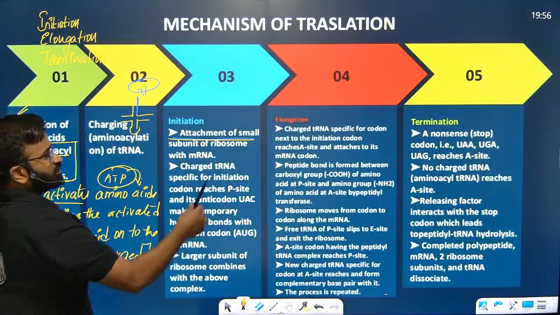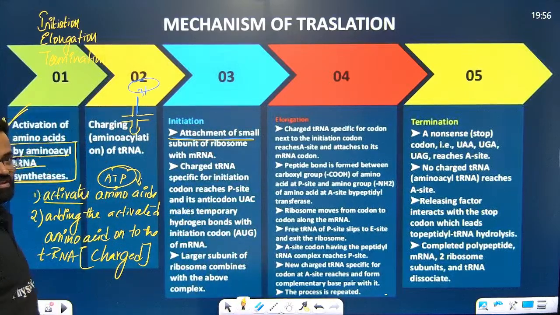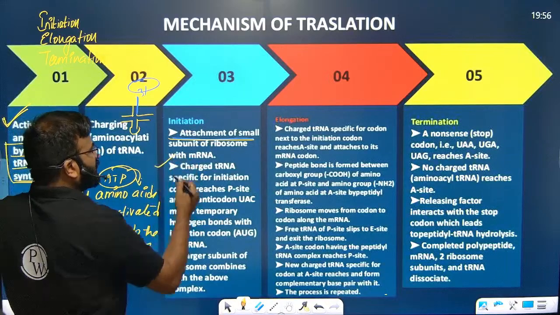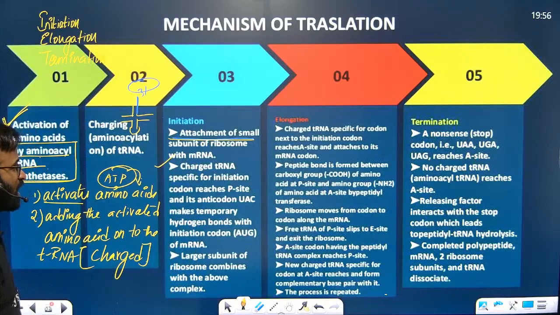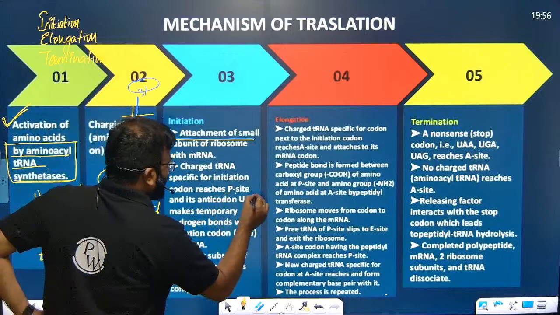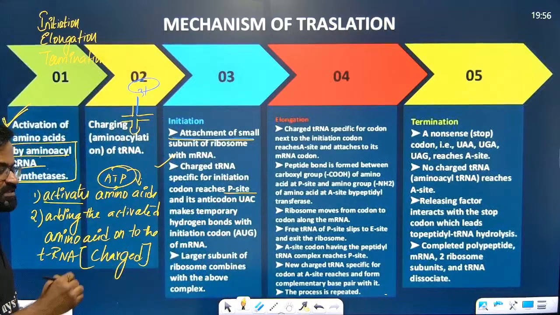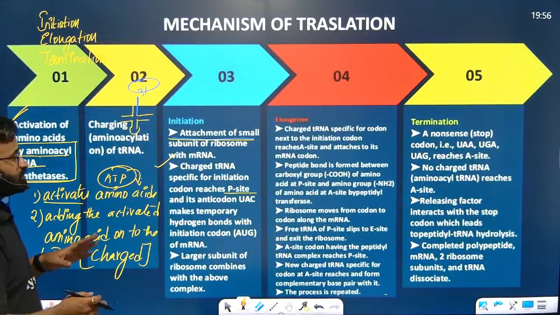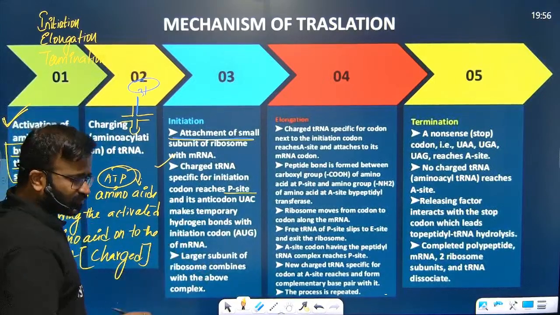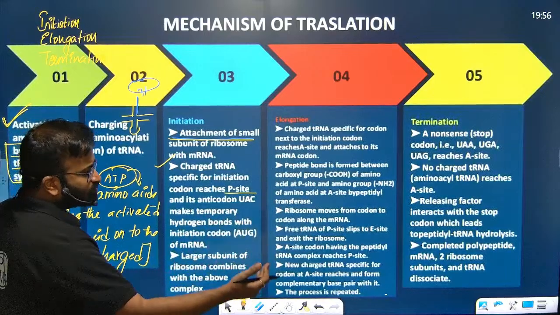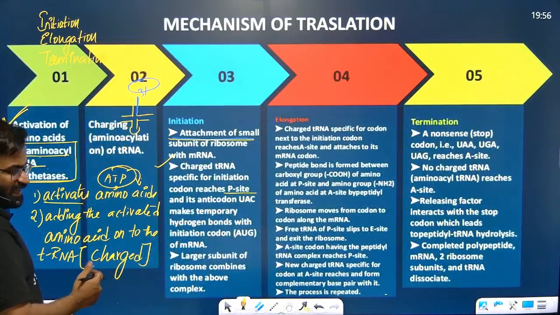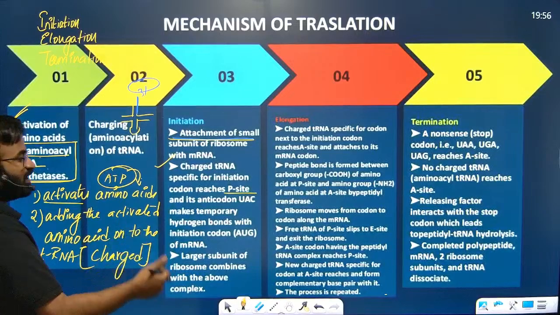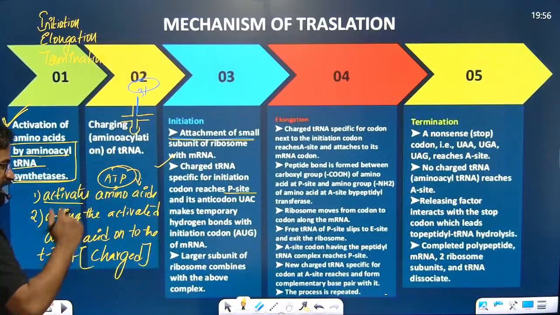Okay, so attachment of the small subunit of ribosome with mRNA, and the charged tRNA specific for the initiation codon reaches the P site. The first site is called the P site, and the second site is called the A site. And the ribosome moves, and the P site becomes the E site, and the A site becomes the new P site, and an empty one becomes the A site.